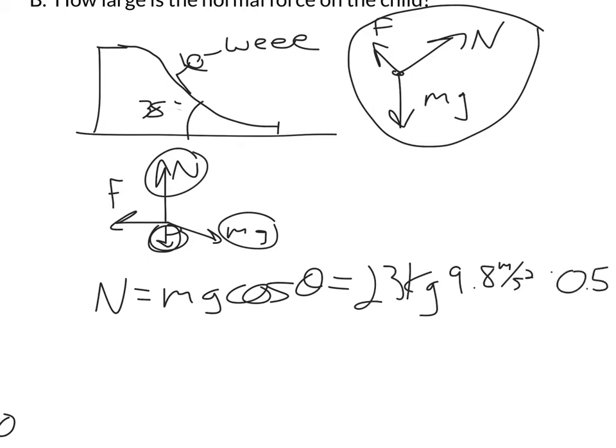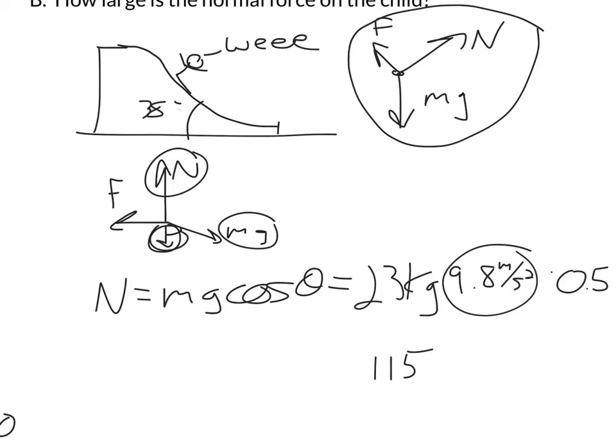Sweet. If you want to estimate this really quick, 9.8 is about 10. 10 times 23 is 230, and half of 230 is 115. So your answer is going to be very close to 115. It might even round to that. But I'll go ahead and do the whole thing so you can see it.